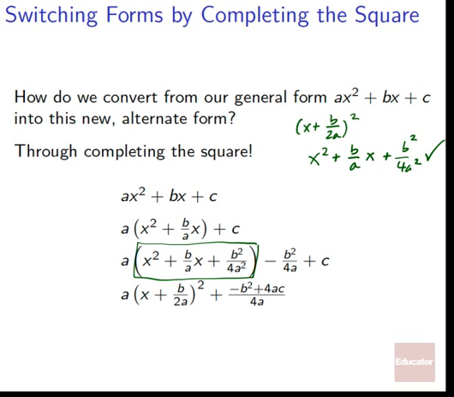We just want to put that over a common denominator. So if we have c, that's going to be the same thing as 4ac all over 4a. So now they're over a common denominator. So this plus c here becomes the 4ac right there. So we've got negative b squared plus 4ac over 4a. And now we're back in that original alternate form. Or sorry, not that original alternate form. We've gone from our original normal form of ax squared plus bx plus c into our new alternate form. We'll see how it parallels in just a moment.